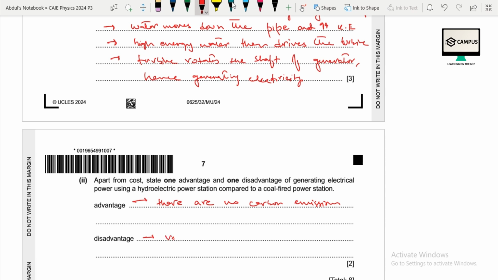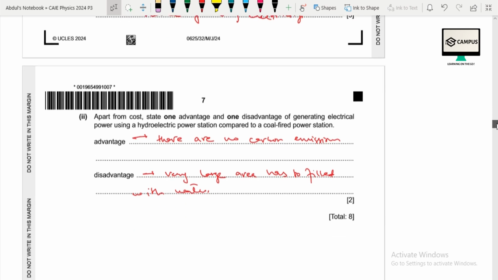Among the disadvantages, a very large area has to be filled with water. And obviously, people have to be relocated, and this whole habitat of that area has to be changed or modified. So that's one of the major disadvantages. Also, it takes a very long time to build, and it involves a lot of cost as compared to the coal-fired power station. But we're gonna stick to one.